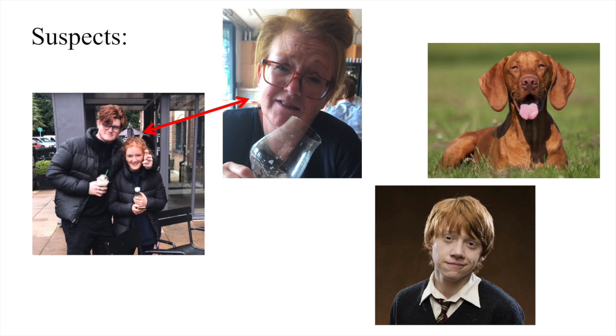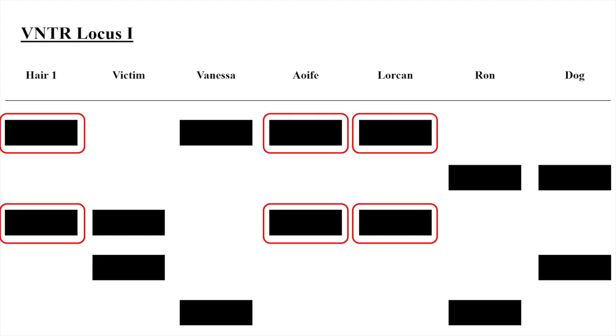The suspects include Lorcan, my brother, Vanessa, my mother, Ron Weasley, a friend of ours. In addition, as we also have a ginger dog, we need to ensure the hair left behind does not belong to her. In order to identify whom the hair belongs to, the DNA was amplified for 2 different VNTR loci, creating a DNA fingerprint. In order to do so, these loci have to be polymorphic.